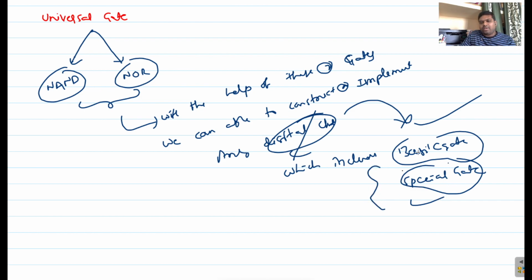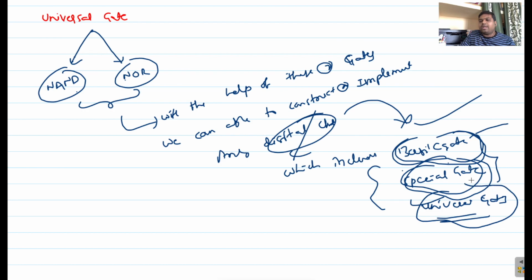Not only basic and special, even universal gates also come into this digital circuit design. With the help of these three fundamental building blocks, we can design any digital circuit. But in the case of universal gates, with the help of these two universal gates, we can construct these basic types of gates, these special types of gates, and these universal gates also.